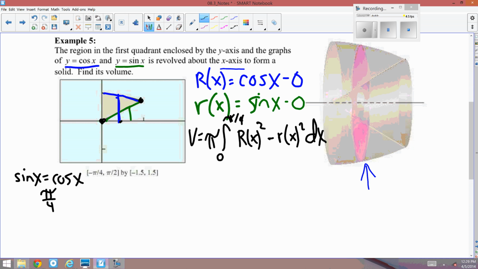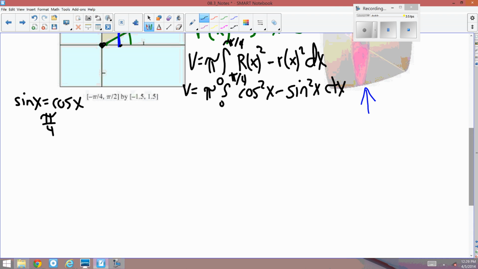Okay, now it's just the integrating. Got a nice trig identity coming up here. Cosine squared of x minus sine squared of x. Now, if this was cosine of x squared plus sine of x squared, you would know that would equal 1. But this one's going to be a little bit different. When it's cosine squared of x minus sine squared of x, we can just rewrite that as cosine of 2x.